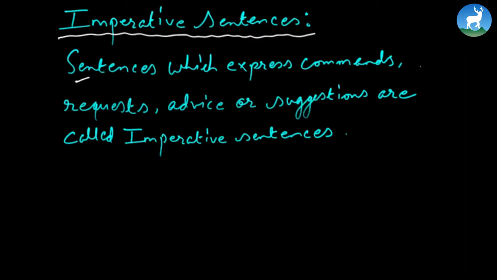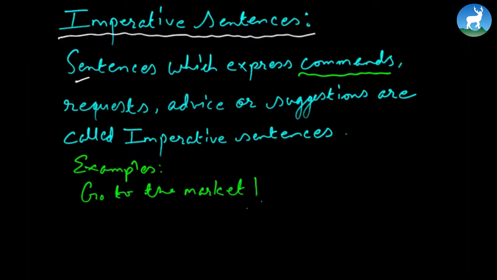Now let me clarify these with examples. Let's talk about sentences that express commands. What is a command? When you give an order, that's a command. Let's say, go to the market. Go to the market. It is a command, all right? A command has been given here. That's why when a sentence expresses a command or instructions, it becomes an imperative sentence.